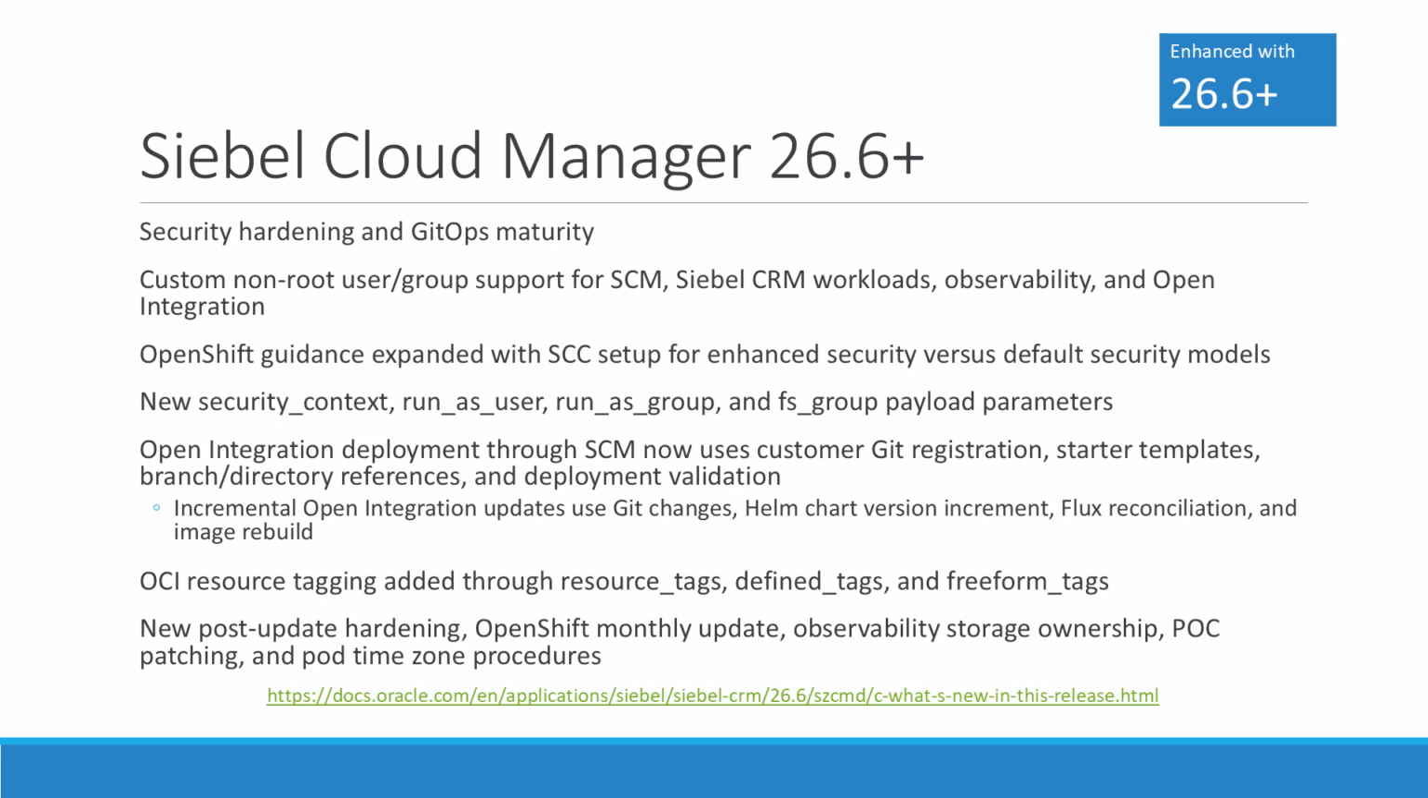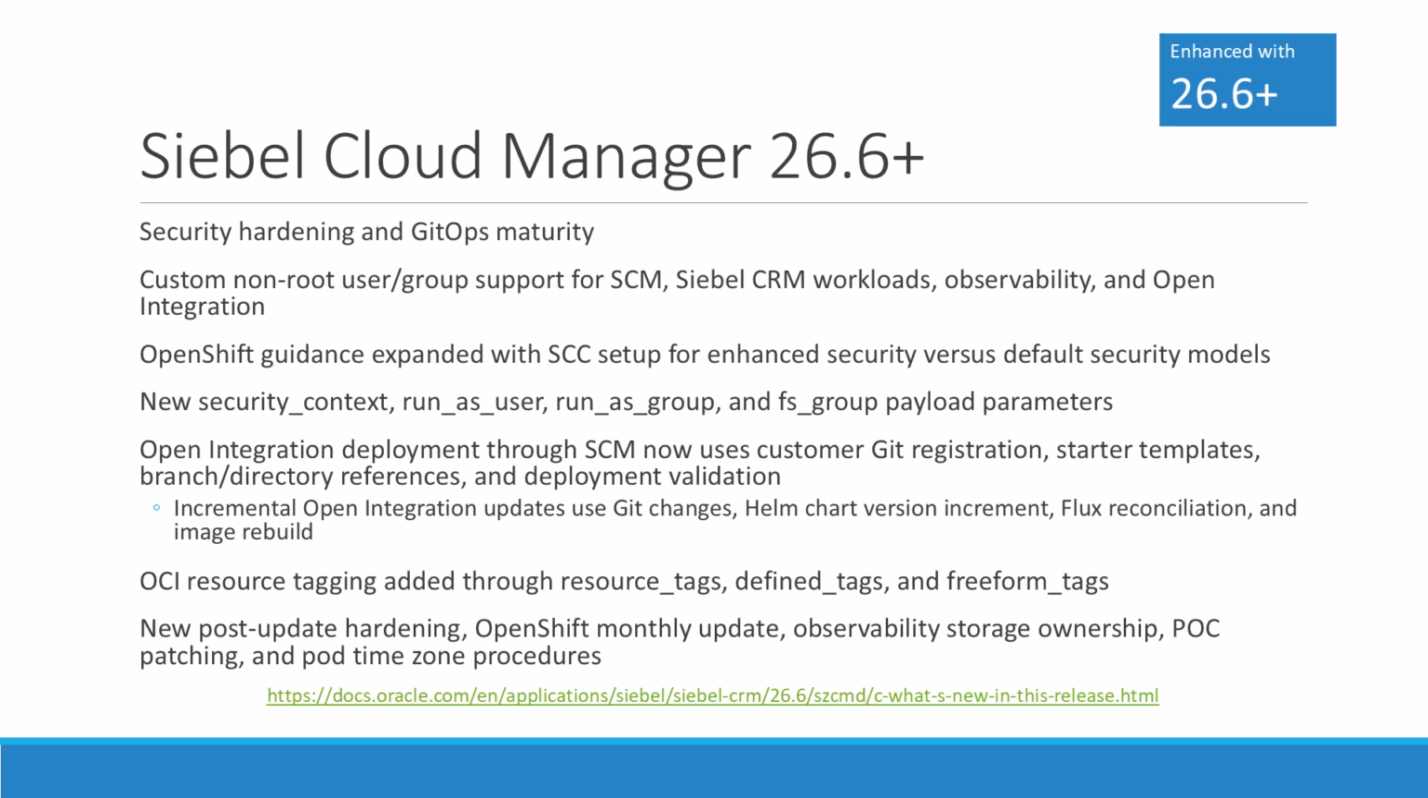Siebel Cloud Manager 26.6 is also a major release with significant changes related to security hardening and GitOps. The biggest change is the ability to use custom non-root user and group IDs to run SCM resources, Siebel CRM workloads, observability workloads, and open integration components. This is especially relevant for OpenShift with regards to security context constraints.